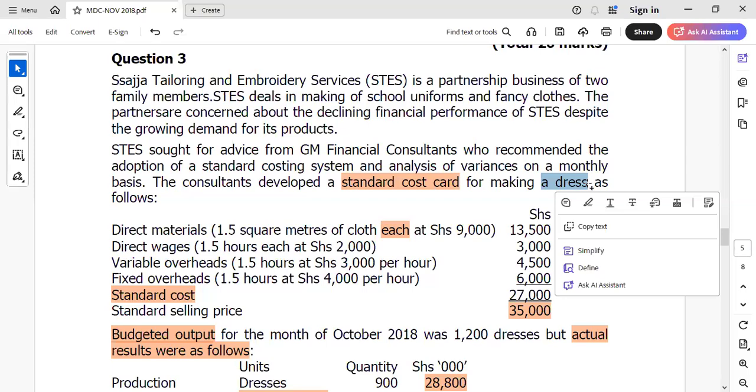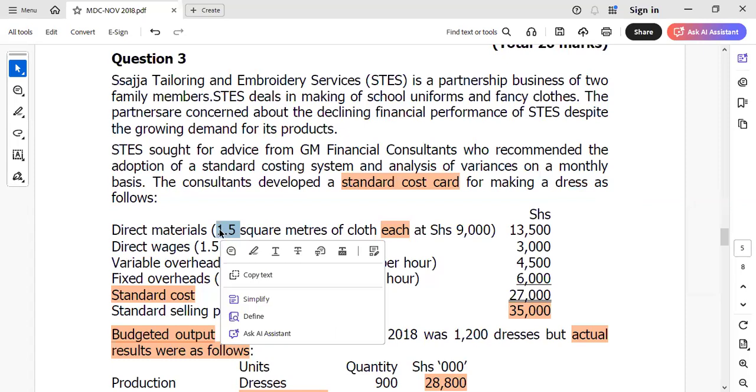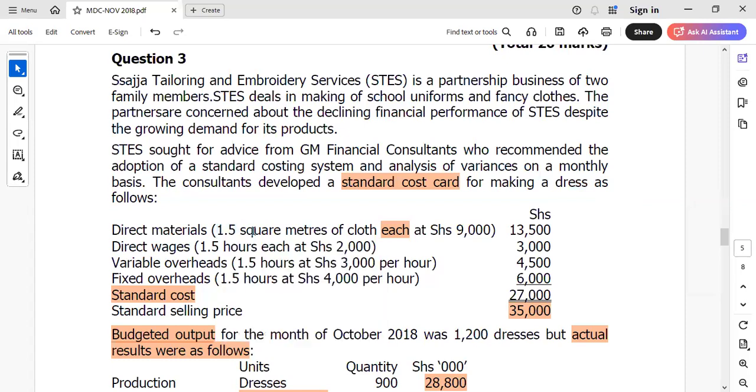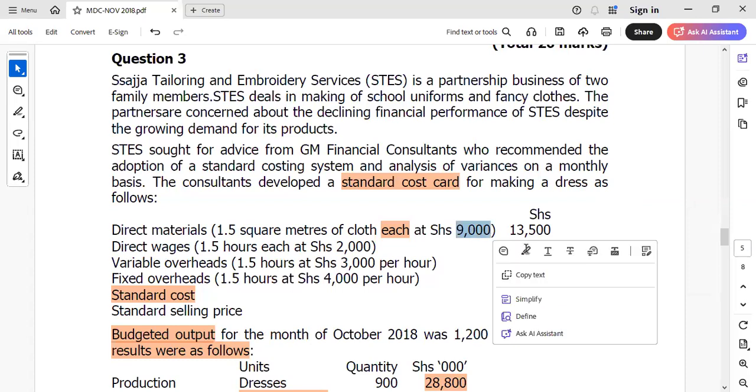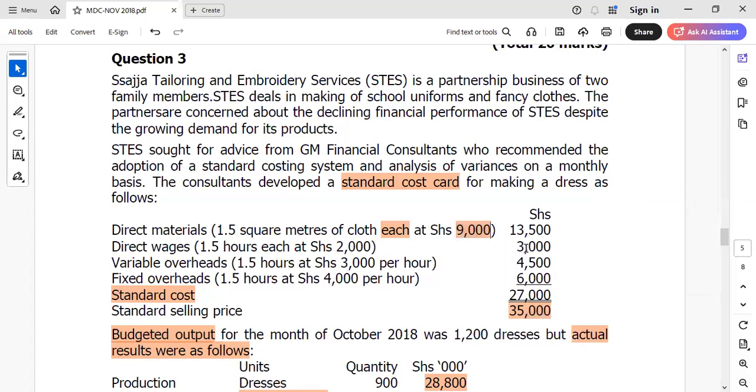Because I'm dealing with material price, I am asking myself, I want to buy these square meters because for me to make one dress, I need 1.5. So if I go to market, I expect 1 square meter to be at what? At 9,000. That is my budget.